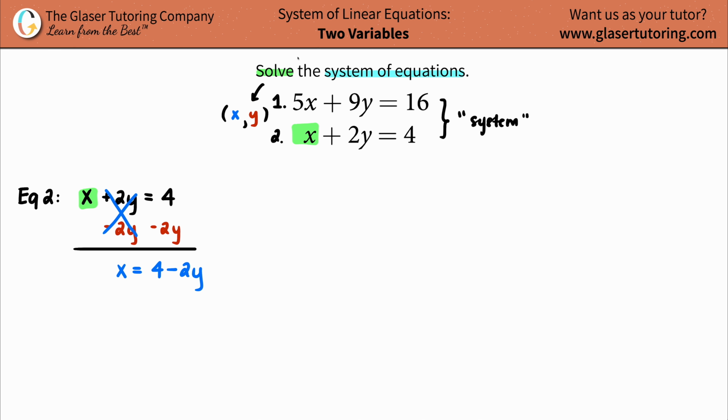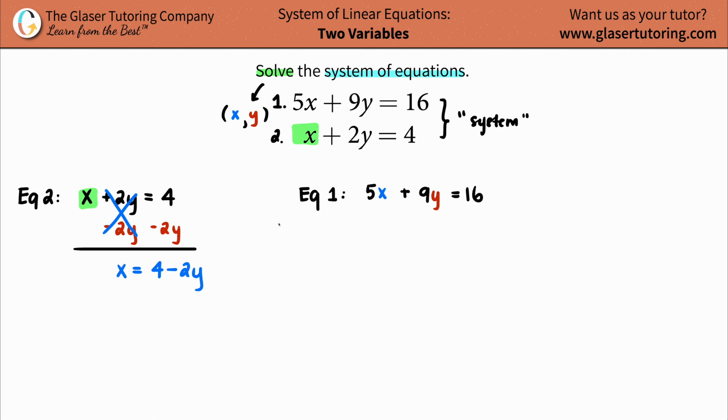Now, for whatever equation you use to get x equal, you have to use the other equation to do your substitution. Since I used equation 2 to solve for x, I have to use equation 1 now to do the rest of the work. So I'm going to bring in that equation, 5x plus 9y equals 16. The reason we're doing this is because with algebra, it's always x equals a number, y equals a number. We can never solve for x and y together. It's always got to be just one variable.